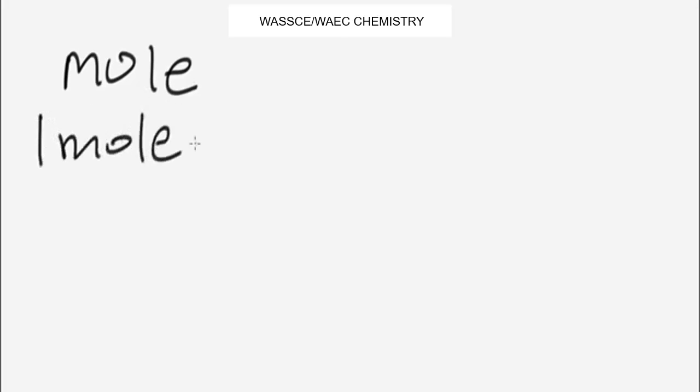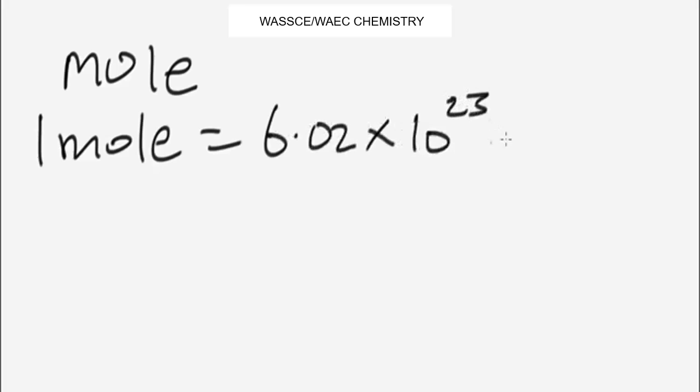So we're looking at the concept of mole. Note that 1 mole of a substance is equal to Avogadro's constant number of particles, which is 6.02 times 10 to the power 23 particles. These particles could be atoms, molecules, ions or electrons. So 1 mole of a substance is equal to this Avogadro's constant.